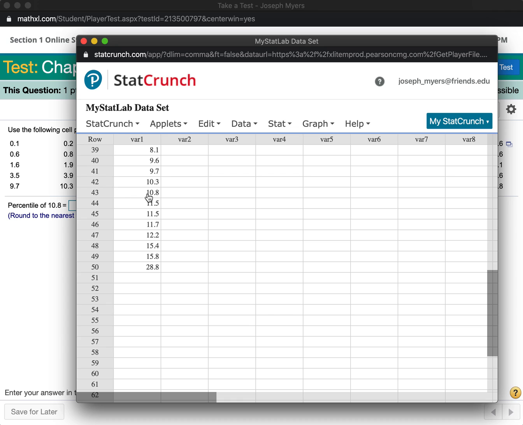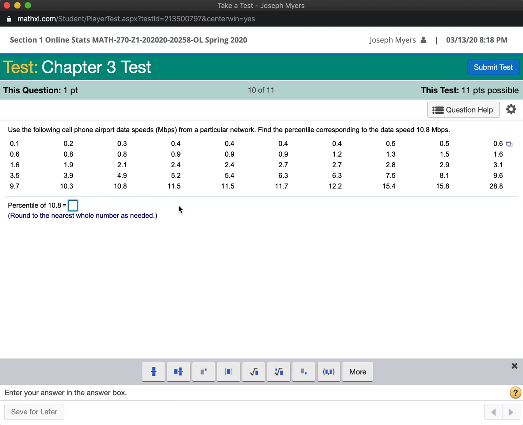That's the 43rd number. And so if you think about it, the 43rd number out of 50, if you think about 100, okay, what's 43 times 2? 86. That would be the 86th number out of 100. So this number is equal to the 86th percentile.